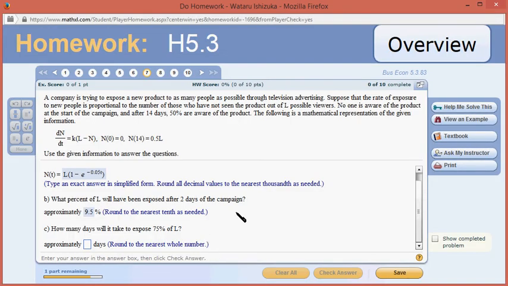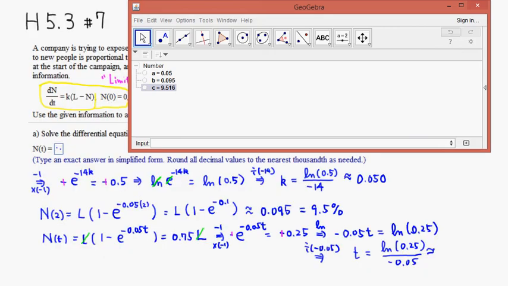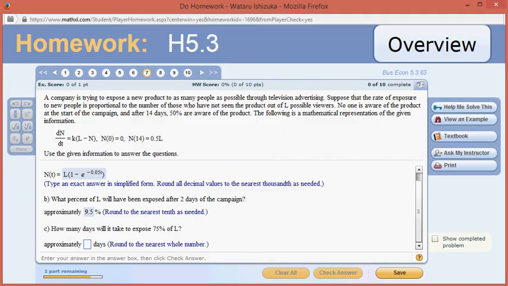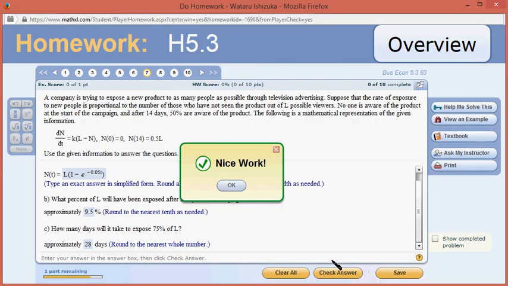So let's find this value, and let's see what the precision is. Round to the nearest whole number. So let's do that. Open Geogebra, natural log of 0.25, and we want to divide it by negative 0.05. So it came out to be 27.7, so it's going to be 28. So about 28, let's type it in. It's going to take about 28 days. Like that. We got this one correctly.